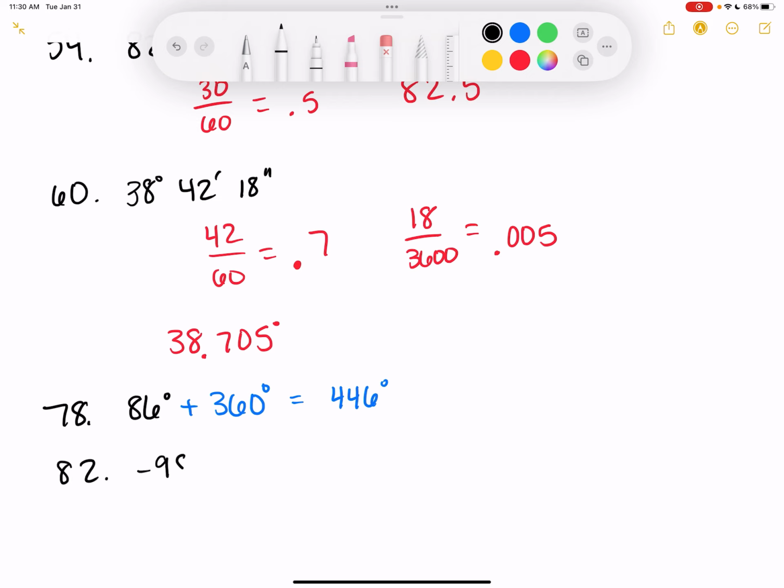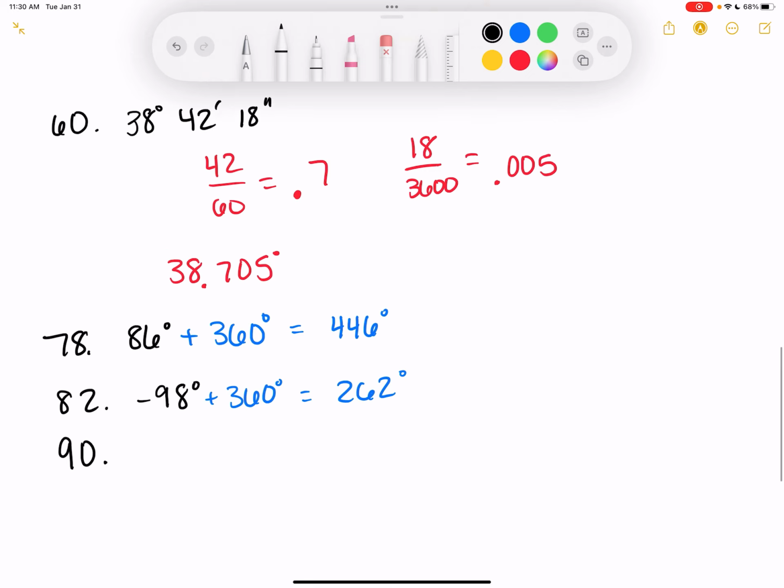Negative 98 degrees. We add 360. 262 degrees. If we have something like 699 degrees, it wants the least positive measure. So I'm going to subtract 360, which is 339. And that's the least positive one.